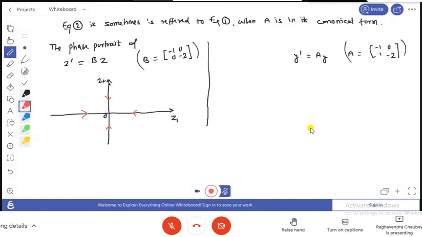So any point which is on z2 goes to the origin, and on z1, this side, also goes to the origin. Any point on this plane, this side, goes like this, in the inward direction. If we draw this system of equations using MATLAB, you see that this type of graph appears, all going towards the origin, because both eigenvalues are less than 0.